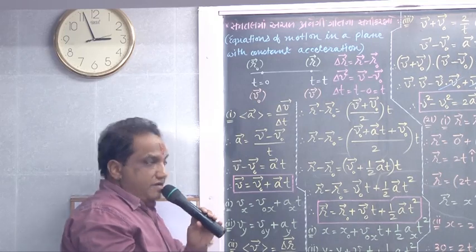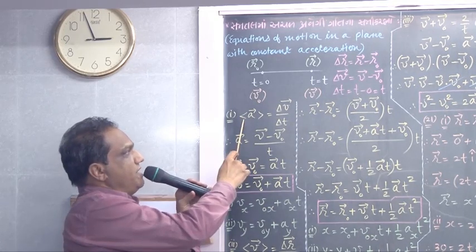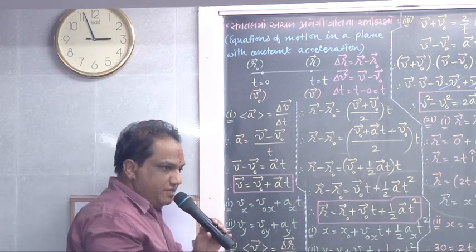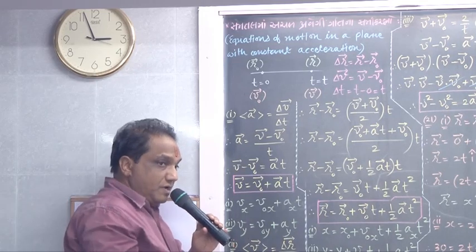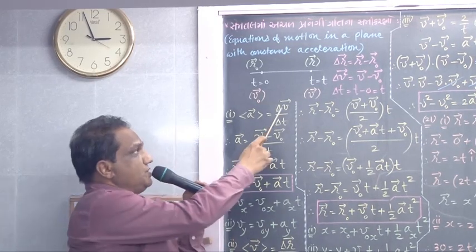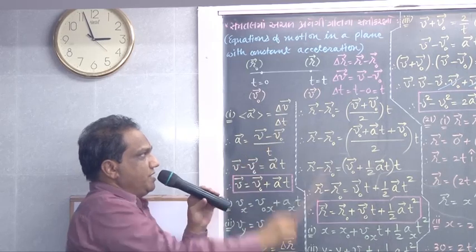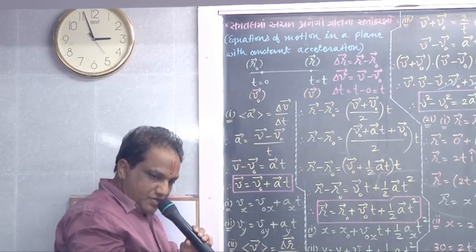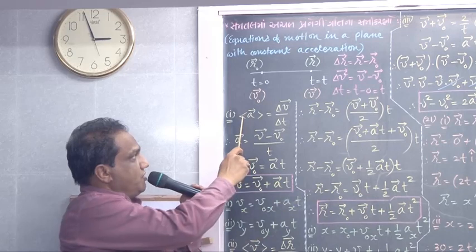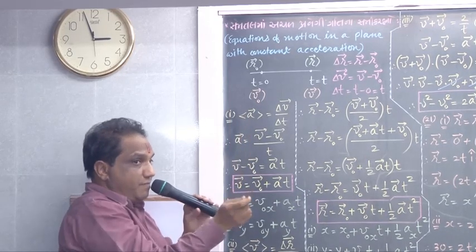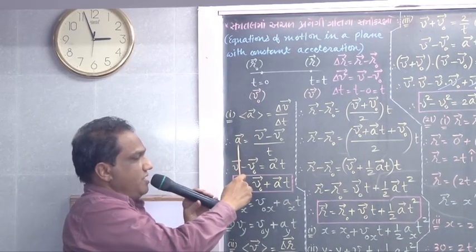Last time we had defined average acceleration. Average acceleration was none but change in velocity upon time taken. Instead of average acceleration, at present you can write only vector A.